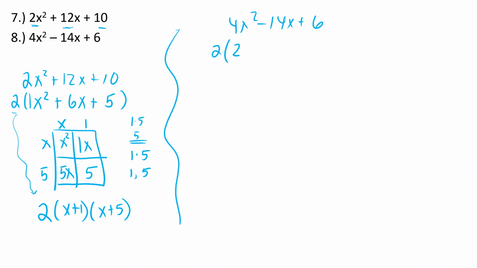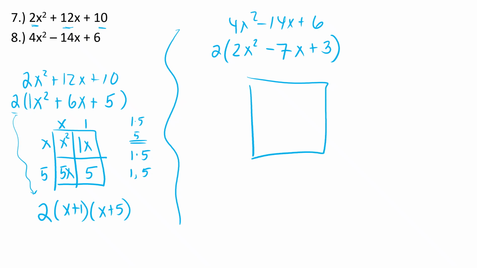2 times 2 would give me the 4. 2 times 7 would give me that 14. And 2 times 3 would give me the 6. Setting up my area model. Here we go. And now I'm going to deal with the 2x and the 3. So 2x squared and the 3.